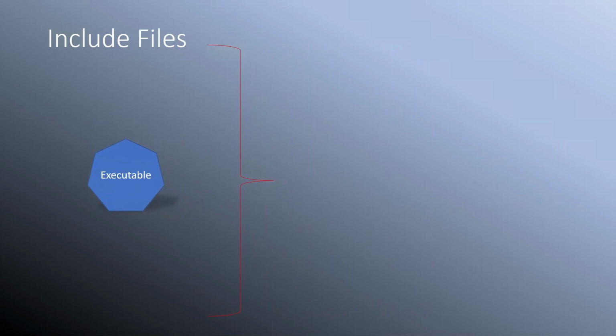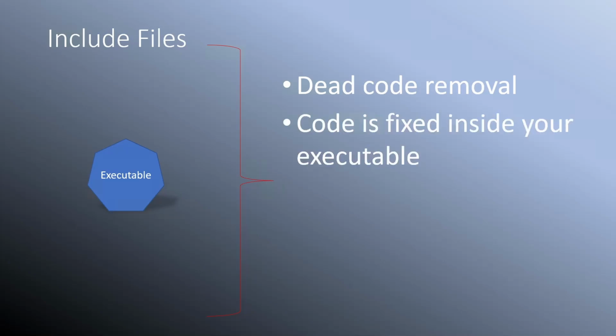When PowerBasic links in all your include files and performs a compilation, then only functions and procedures that you reference are included in the executable. This is known as dead code removal and allows you to have small executables as only code that is needed is included. Once compiled, then the code from the include files is fixed inside the executable, making it quite standalone.